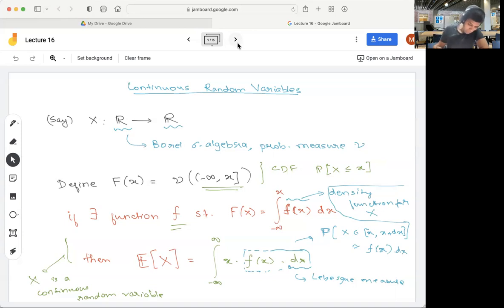The random variable need not take values in reals. It could take values in R squared or R to the d, and more generally, and we'll see examples. But if you can write the probability of being in an interval, or more generally in a box, as an integral of some function over that box according to the Lebesgue measure, then we will call this random variable x a continuous random variable. And these are much nicer to work with. For these, we can easily define an expectation.